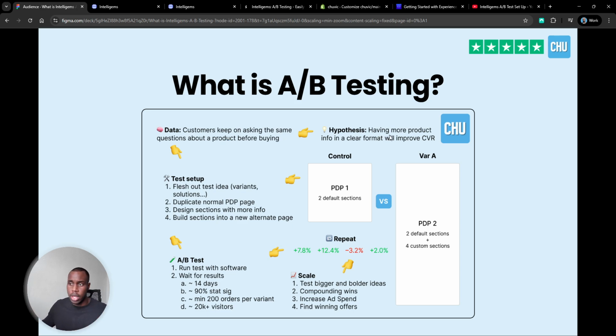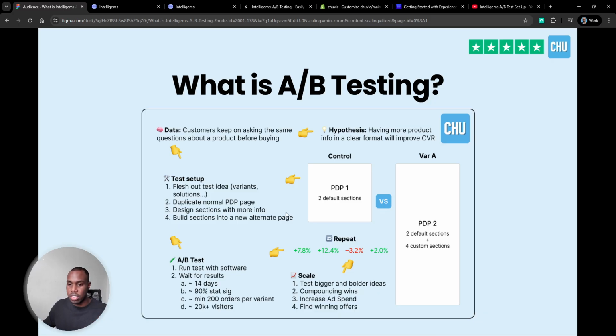So we go, okay, cool. If we have it in a more clear format, so if we make our product page more clear, then this is going to improve conversion rate on the page. So then we go, okay, cool. This is what our current page looks like. Let's design a page that looks something like this and test this against what we currently have.